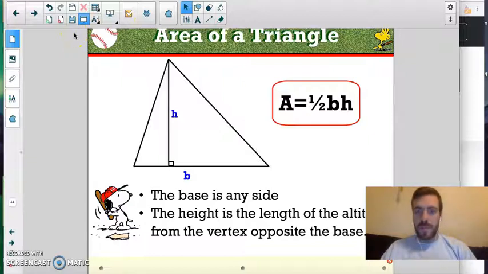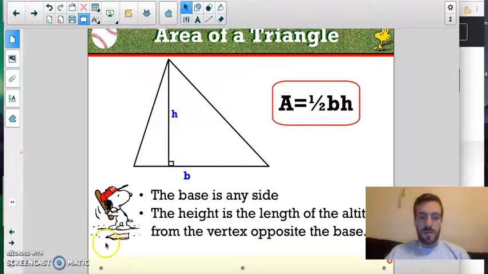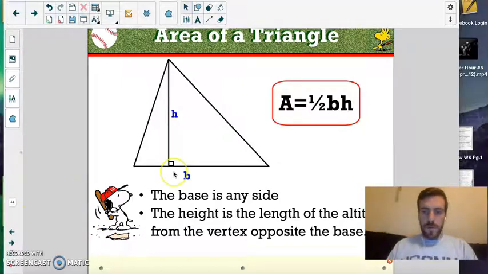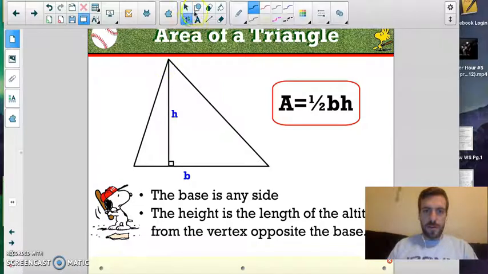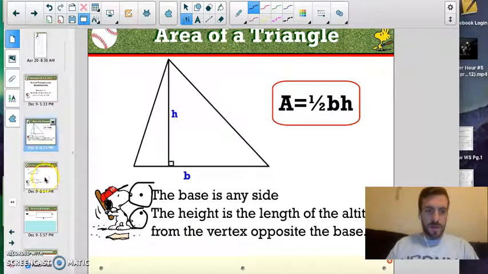I forgot to mention that at any time during this video, if you want to pause it, if you need to do anything, just please pause, and then you can continue on. With that being said, if you need to pause now to write down these two bullets on your guided notes, please do so. If not, I will continue on.